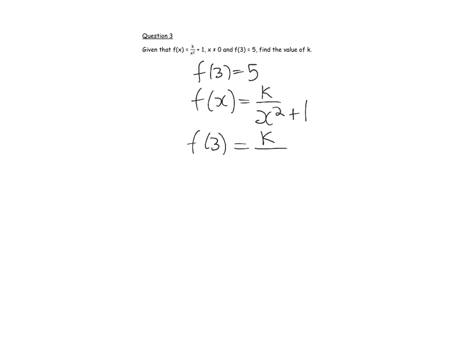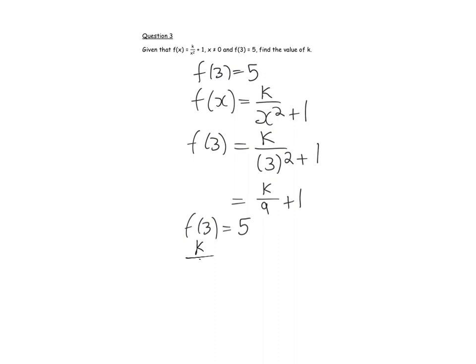Question 3 then. So given that f of x is equal to k over x squared plus 1, where x is not 0, and f of 3 is equal to 5, find the value of k. So here we have f of 3 is equal to 5. We know that f of x is equal to k over x squared plus 1. So we should be able to find f of 3, no problem. So we're going to get here that we have k over 9 plus 1 is equal to f of 3. Now we know that f of 3 is equal to 5.